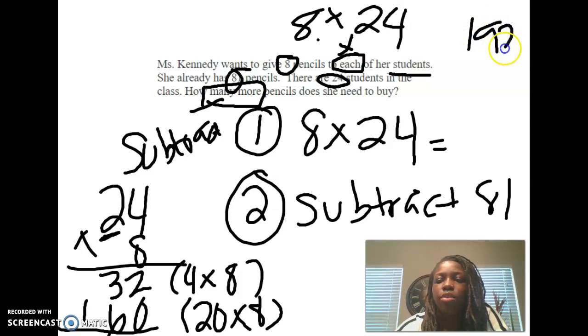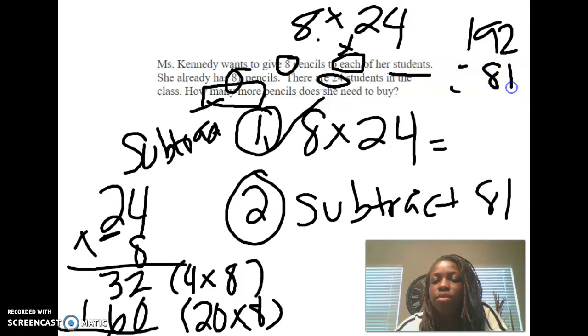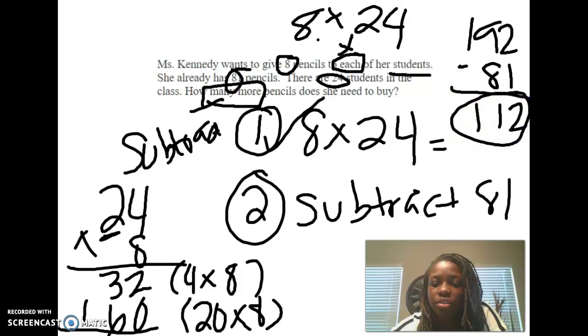Good, 192. Now I have to subtract. Then my first step, my second step is subtract from 81. So I'm going to subtract that from 81, and I'm going to get 112 as my answer. So my answer will be 112.